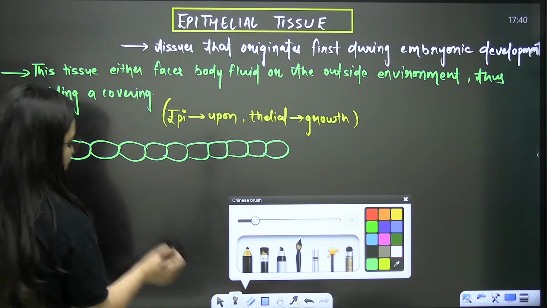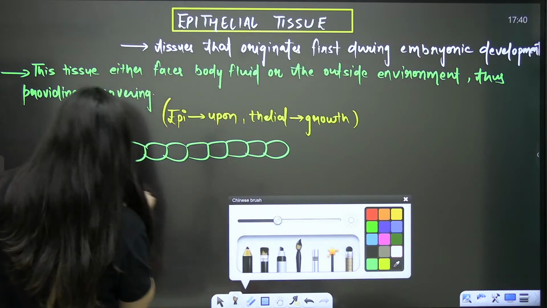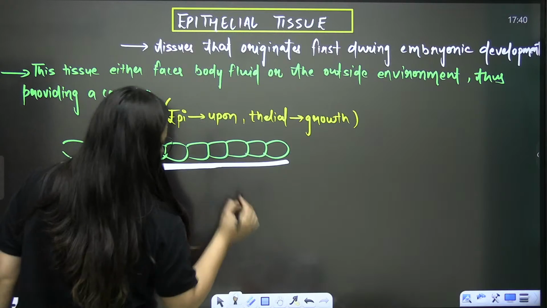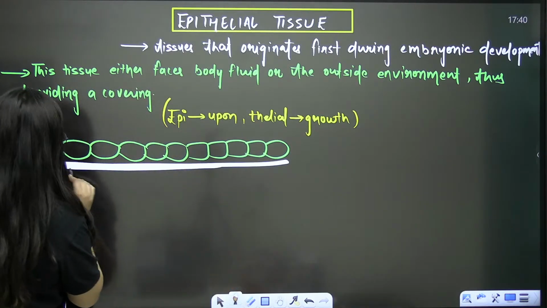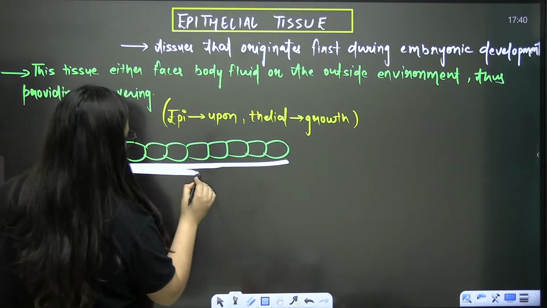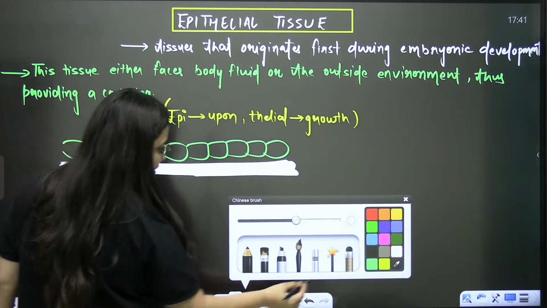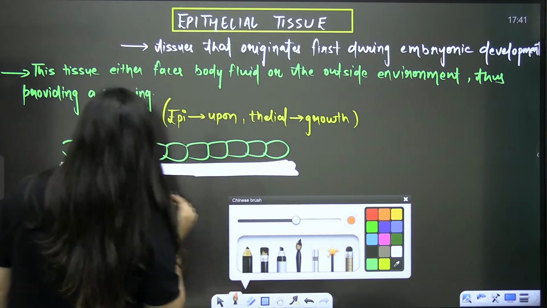Okay, bache? Just below the layer of this epithelial tissue, now as I said, I'm teaching you the basic structure as of now. Yes, it should be clear.